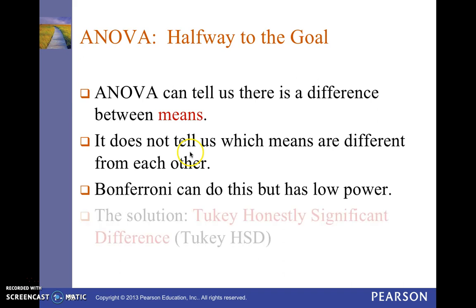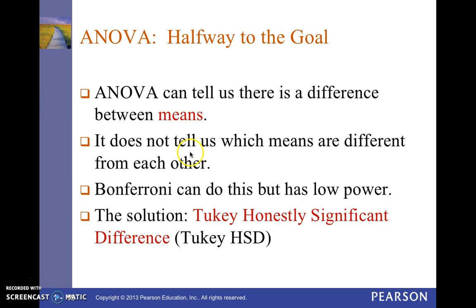Okay, and so the solution that's introduced in your chapter is something called Tukey's honestly significant difference. Sometimes we just call it Tukey's HSD. Now, I will tell you that there are like 26 of these different post hoc analyses, so thank God they just gave you one. I would tell you one of those stories, but I've only got so many minutes left to finish this, and I'm going to run out of time.